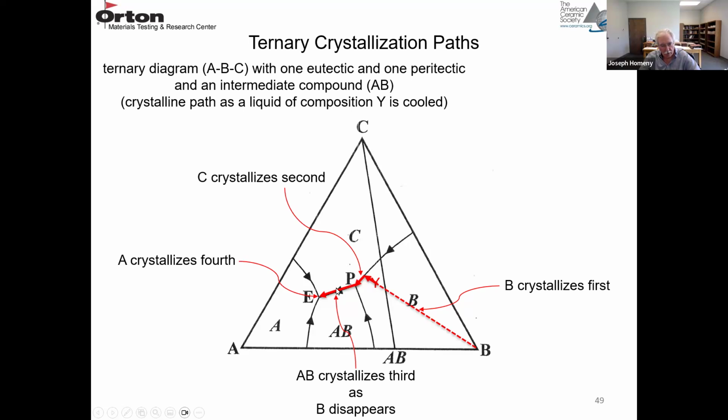So as we go down here, AB starts to crystallize, but we're no longer bordering the phase field B, so B disappears. And then we continue down to point E, and then finally A crystallizes. So at point E, we have crystals of C, A, and AB, and the B crystals that first formed are no longer there, they're gone.